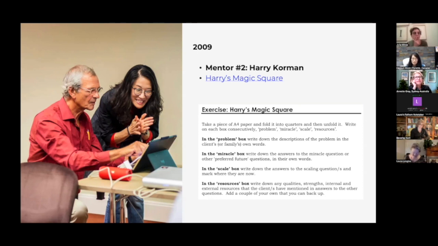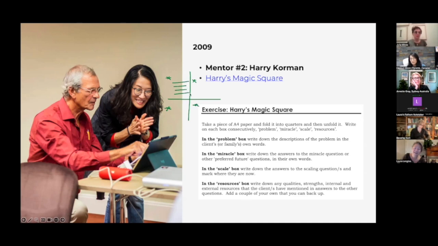And one thing I remember from first meeting Harry and being in his class, he talked about Harry's Magic Square. How many of you know what that is? Harry's Magic Square is what I learned about how to take notes. As you listen to your client, how do you take notes? Really practical, isn't it? If you want to know more about it, either click on the link when I share it, or simply Google Harry's Magic Square. And there's this magic square that looks like this. Have you seen something like this? He talks about the problem box, miracle box, scale box, resources box, and he actually takes notes.